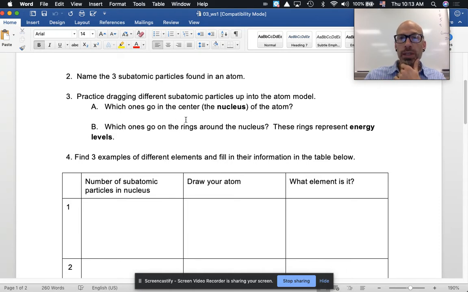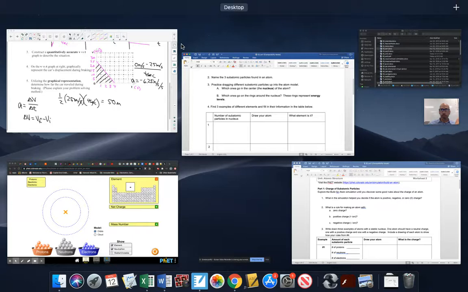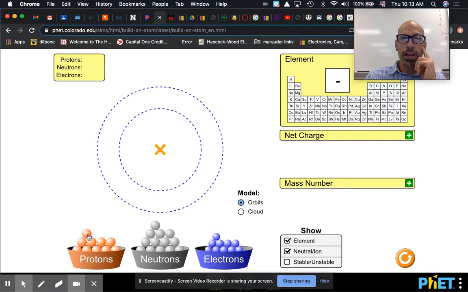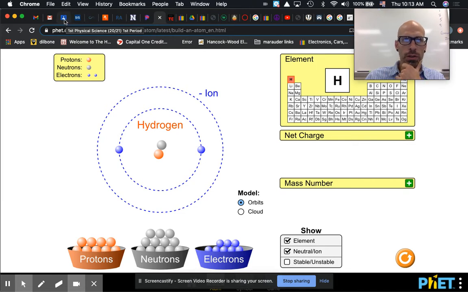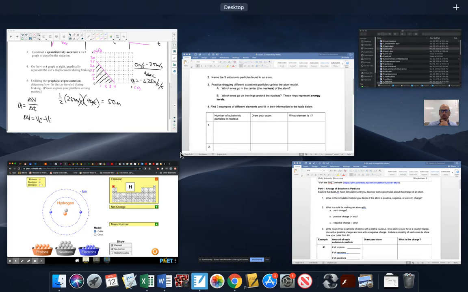And so which ones go in the center? Hopefully, you got in here and you were dragging things around and you saw that, hey, the proton goes in there, and then the neutron goes in there, and then the electron, it won't go in there. And try another one. The electron will not go in there. So apparently, only the protons and neutrons can go in the center, or what we call the nucleus.